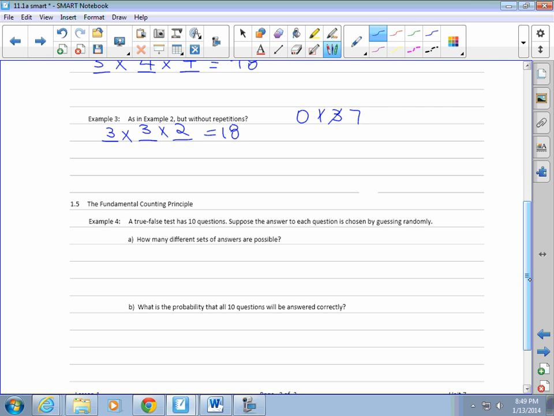Example 4 says a true-false test has 10 questions. Suppose the answer to each question is chosen by guessing randomly. How many different sets of answers are possible? So if there's 10 questions, I have my 10 possible spots that I can fill in. If it's a true-false, then that means for every single one of these, I have 2 choices. I can choose true or I can choose false. So this is the same then as saying 2 to the power of 10, which is 1024.